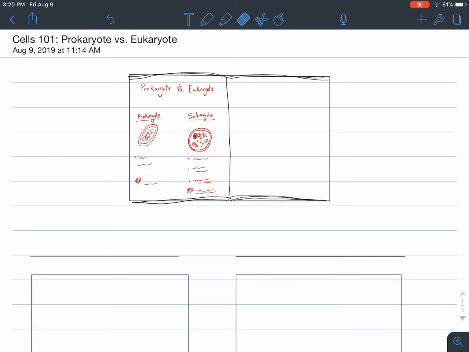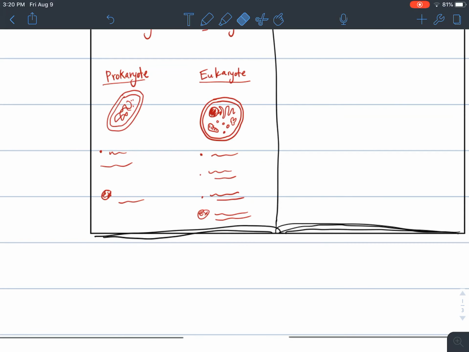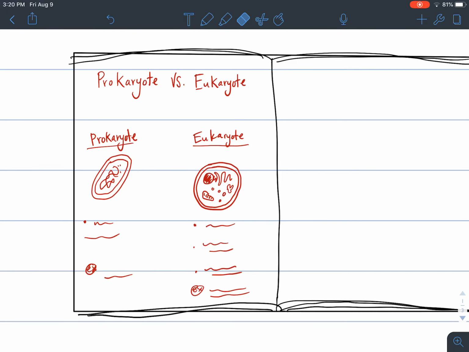Here we go. Second page. Prokaryote versus eukaryote. So again, let's take a look at the design of the page here. You can see that it's going to be titled Prokaryote versus Eukaryote. And then we're going to have two sections here on our page.